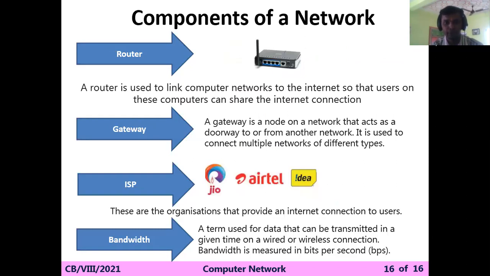Components of a network. Router. A router is used to link a computer network to the internet so that users on these computers can share the internet connection. Gateway. A gateway is a node on the network that acts as a doorway to or from another network. It is used to connect multiple networks of different types. ISP. These are the organizations that provide an internet connection to users. Bandwidth. A term used for the data that can be transmitted in a given time on a wired or wireless connection. Bandwidth is measured in bits per second (bps).